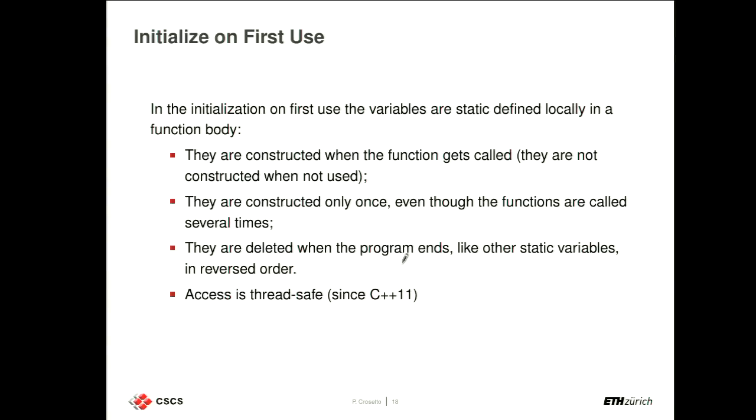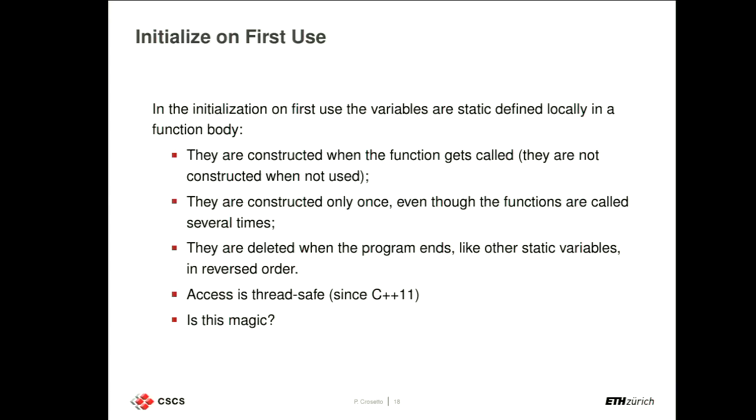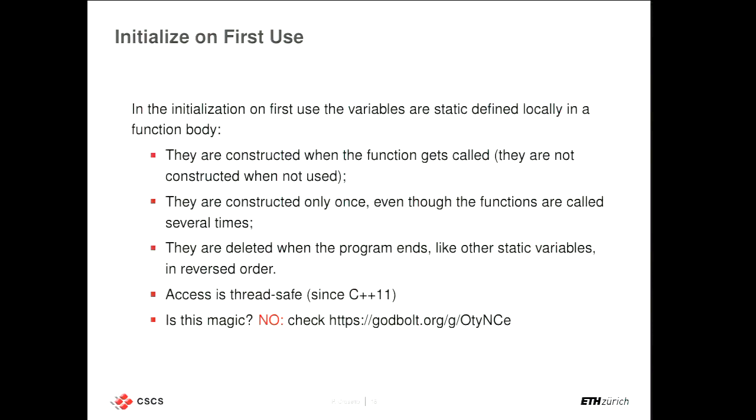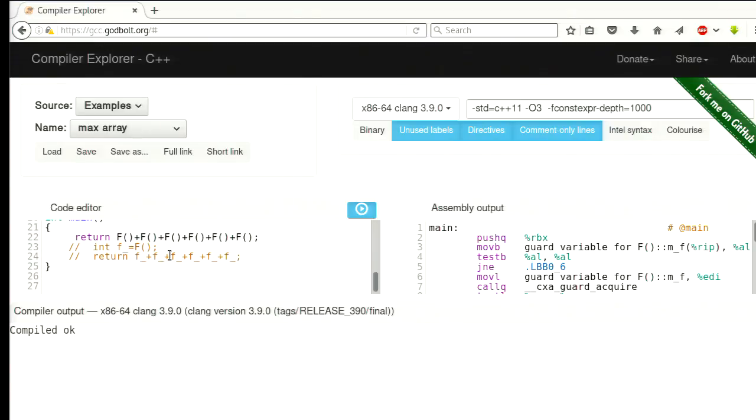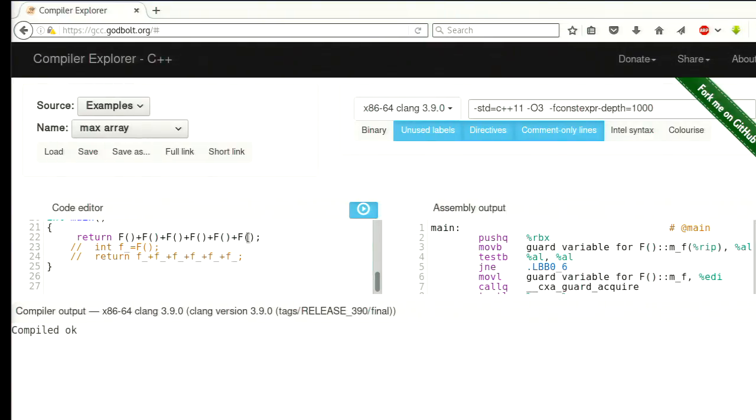for accessing the static. So, is this thing magic? I think it's not magic. So you can check inside the compiler explorer. This is a short link. I have it already somewhere here. Now, here it is. So here I have exactly the same example as you have in the file. So I'm calling f multiple times.